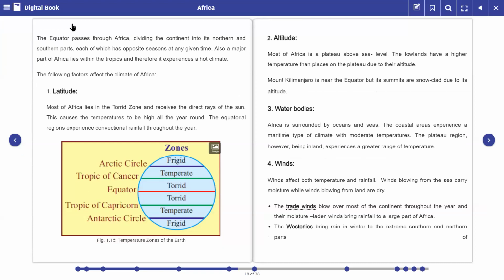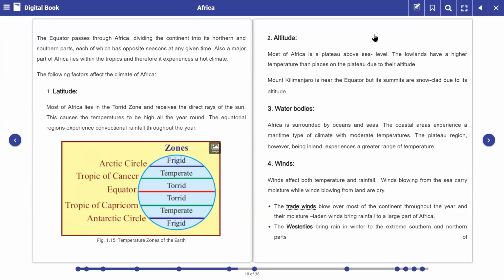So basically, latitude, as we all know that Africa lies in the torrid zone, and what happens in the torrid zone? Usually, the sun's rays are direct. The torrid zone is receiving the sun's rays directly, and therefore the temperature in the torrid zone will be high or low, children? So the equatorial regions experience convectional rainfall throughout the year, as the temperature is usually high.